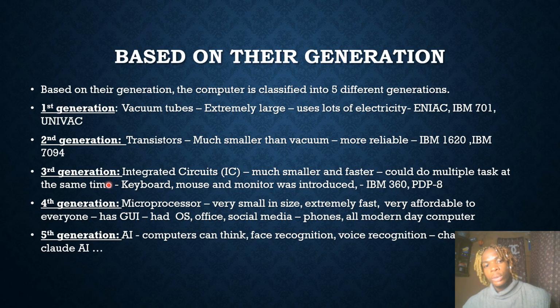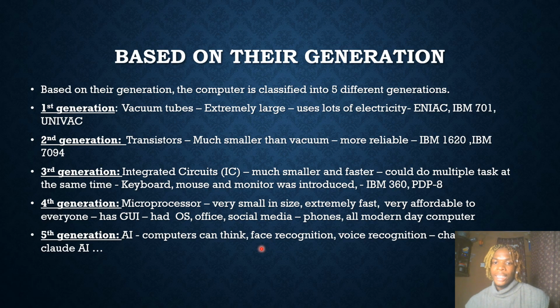In the second generation, that's when we start using transistors. A transistor is much smaller than a vacuum tube. They're much more reliable, and examples are the IBM 1620 and the IBM 7094. In the third generation, we use the IC, that's integrated circuit.